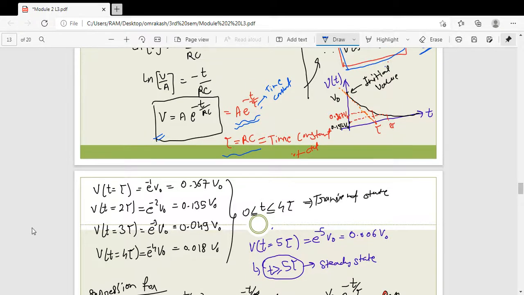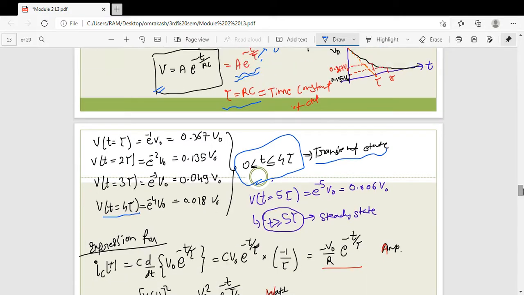Similarly, there are some different instants of time I consider here. When you put t equal to tau, meaning time equals the time constant, you will get 0.367 of your initial voltage. Similarly, at t equal to 4 tau, you will get such a response. Normally t equal to 4 times the time constant is called the transient state. Generally, we observe the transient state in this range if the question does not give any specific condition.